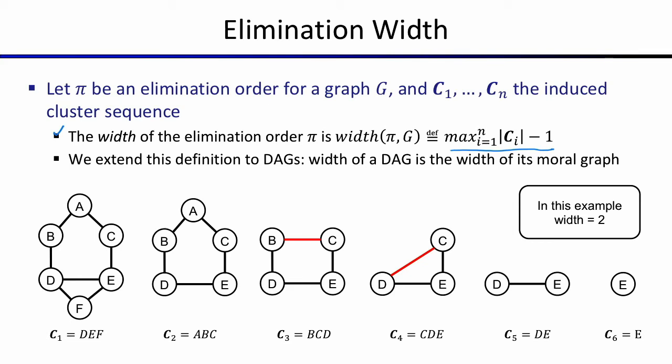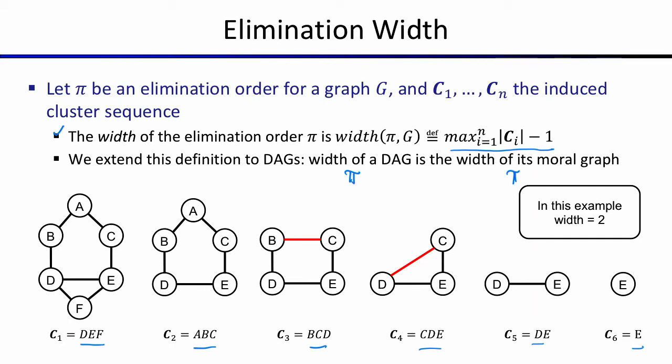So if we look here at our cluster sequence, we have clusters of size 3, 3, 3, 3, 2, and 1. So the maximum size is 3, and the width of this elimination order will be 2. And we can extend this definition to DAGs. Here, I guess it's poorly written, and I apologize for that. The width of pi for a DAG is the width of pi for the DAG's model graph.